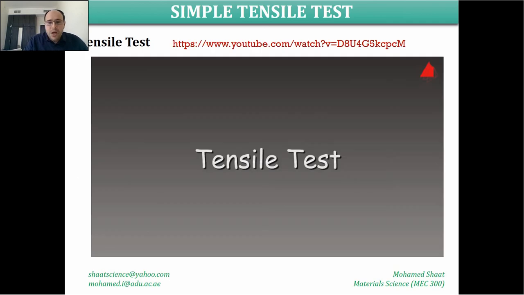Make sense? So I'm going to leave you with this video that explains in detail how we run the tensile test for two different material samples. One is with yield point phenomena and the other one without yield point phenomena. The video will explain what yield point phenomena, or its absence, means. Make sense?